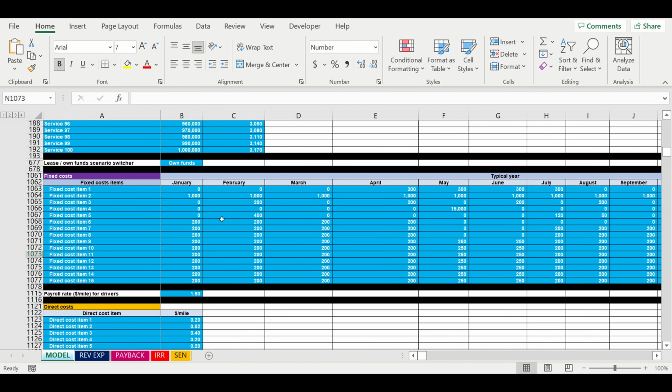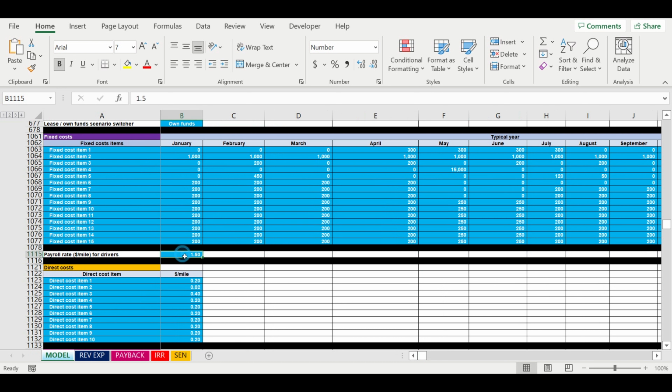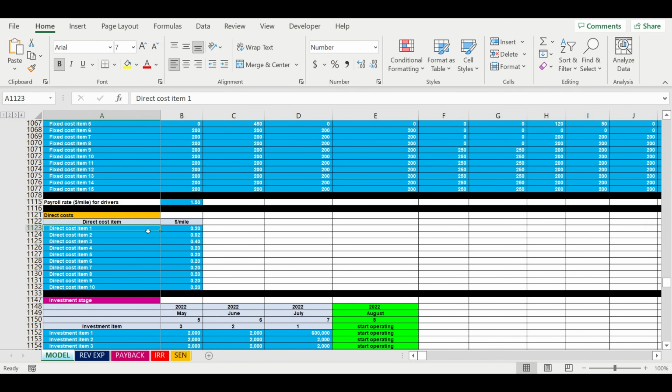So after we are done with fixed costs, we specify the payroll rate for our drivers. Then we move to different types of direct costs. For example, here we have the list of direct costs. And then we specify the amount of direct costs per mile for this or that type of costs. So here are the names of direct costs, and here is the expense per mile to calculate us these direct costs.